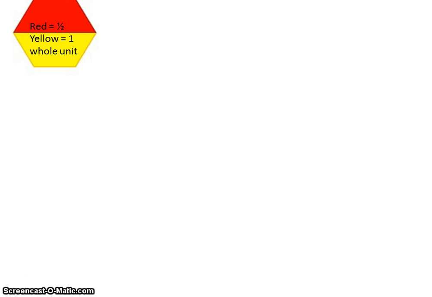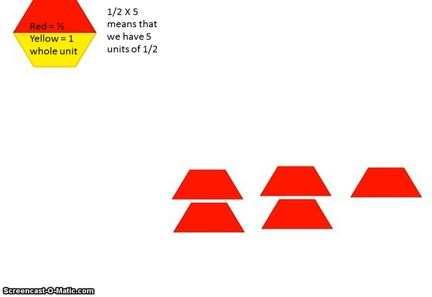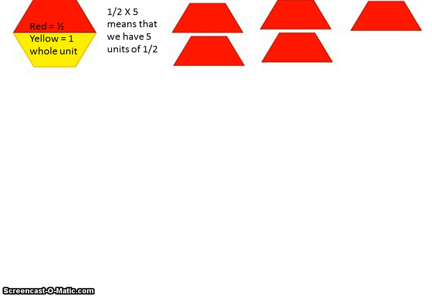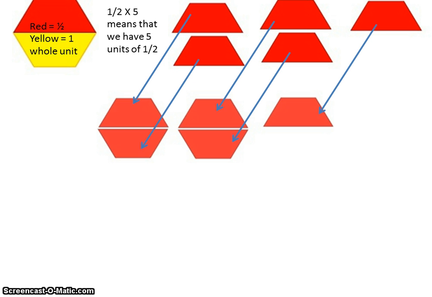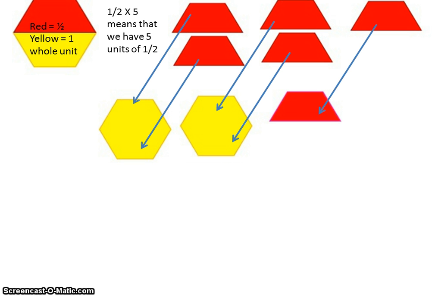So let's use some pattern blocks. Red in this example is going to be half of a whole unit, and then yellow again is going to be 1 whole unit. So 1/2 times 5 means that we have 5 units of 1/2. So there's 1, 2, 3, 4, 5. We know that we can combine these units into 1 whole unit, another whole unit, so that's 2 whole units, and then 1/2 left over.